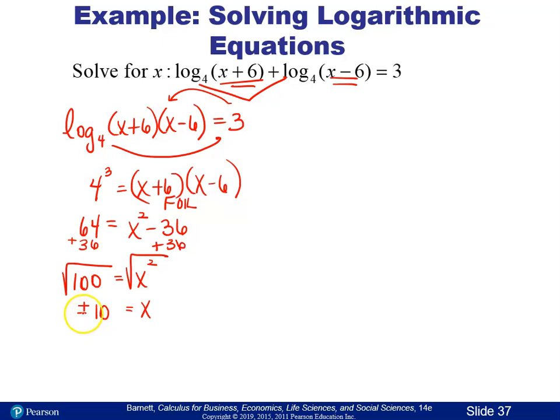And I have to be careful about this minus, because if I put a negative here, I would be taking the log of a negative. I can't take the log of a negative number, so I do have to eliminate that negative. So x is just going to be a positive 10.